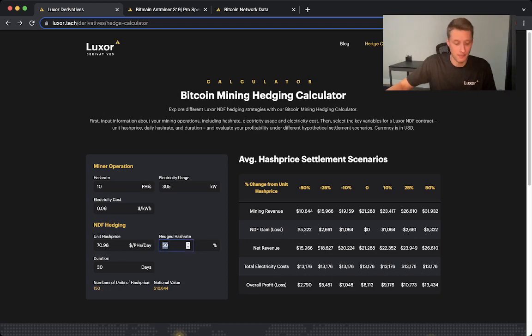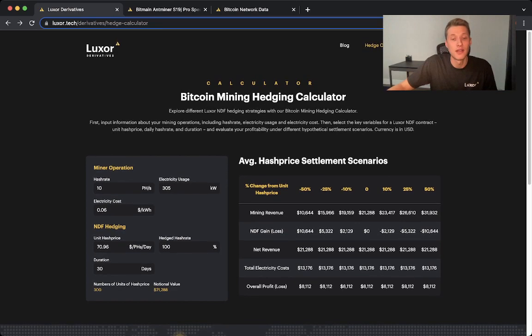Now, let's do an example where we look at hedging 100% of your mining revenue. In this scenario, Luxor's hash price NDF would completely lock in a miner's revenue, assuming they were up and operating for the entire duration of the contract. Our mining revenue line has not changed. Our NDF gain loss is now completely offsetting any change in revenue that a miner would experience from fluctuations in hash price. And so you see on the third line that the net revenue of miners is equal in all scenarios, even though we're seeing drastic moves in hash price.